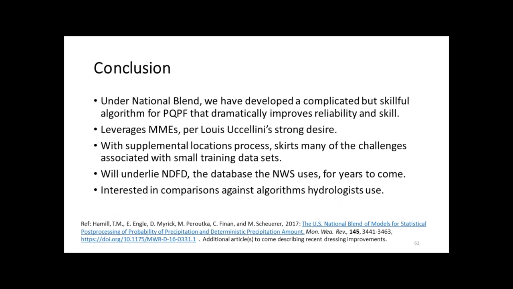our team working under this National Blend of Models program has developed an admittedly somewhat complicated but skillful algorithm for trying to address the systematic errors in ensemble prediction systems. It leverages multi-model ensembles per the Weather Service Director's desire, and primarily through that use of the supplemental locations, we've been able to get around a lot of the problems with small training data sets. This is going to be a big part of the National Digital Forecast Database for years, if not decades, to come. And my hope is uniting communities such that this is not only a database that's used by the Weather Service, but also by hydrologists, and NOAA, including those involved in Great Lakes hydrology.